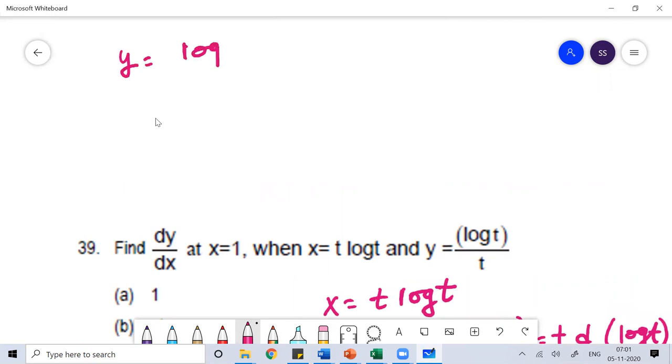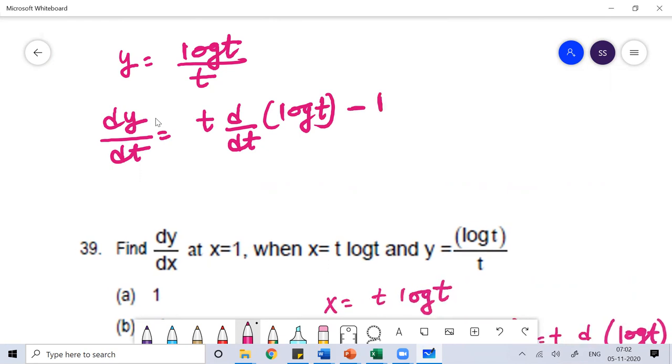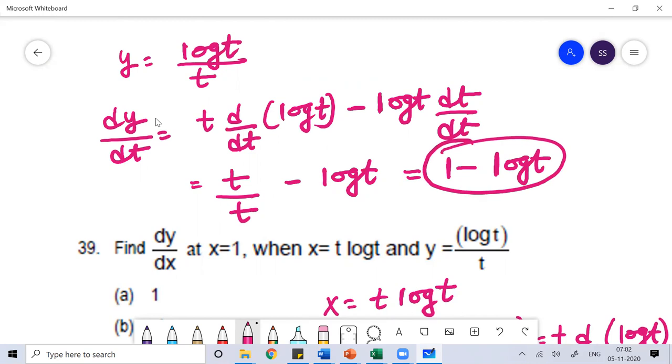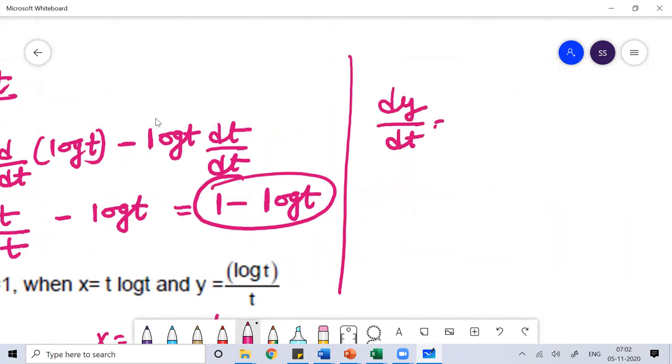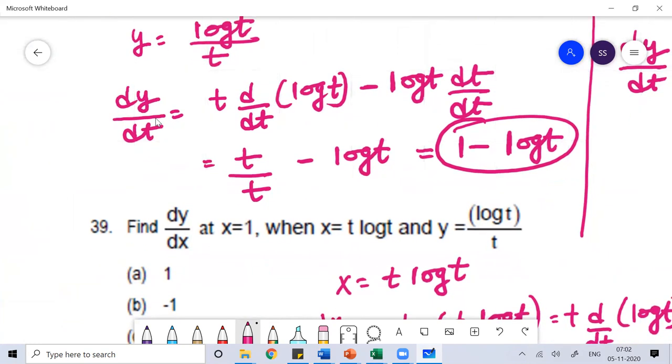Then y is equal to log t by t. So differentiation of dy by dt. So differentiation of u by v, that is v into d by dt of log t minus log t into dt by dt. So this is t into 1 by t, since log t differentiation is 1 by t, minus log t. This is 1 minus log t. So dy by dt is 1 minus log t, sorry, u by v, no? So the differentiation of this is 1 minus log t.